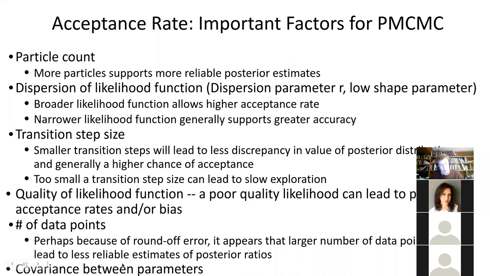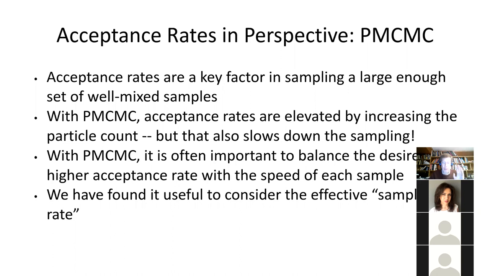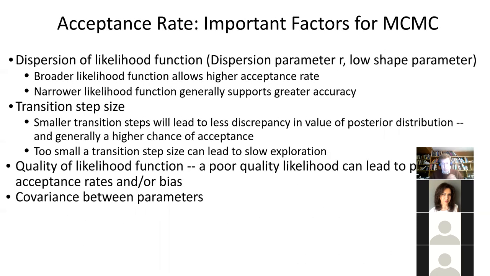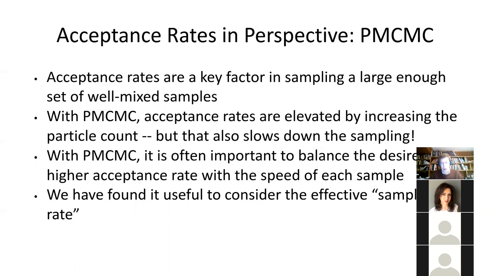The other thing I will say, and this is a puzzling thing, is the number of data points. We actually found that if we have too many historic data points, like many, many hundreds, it seems that the likelihood or the posterior values get very, very small, and the ratios of them may get impaired by round-off error. So that's more work to be done there. So for MCMC, PMCMC, acceptance rates are key.